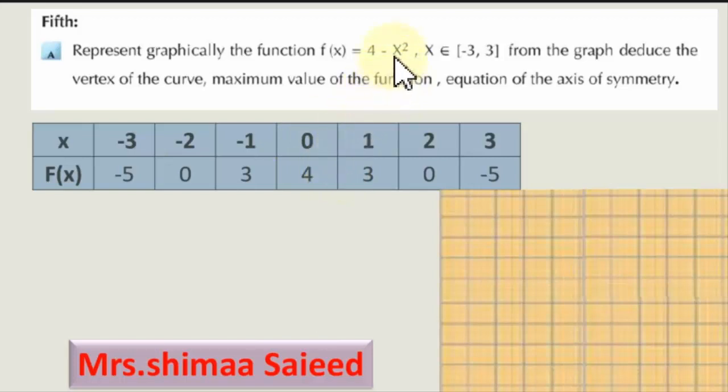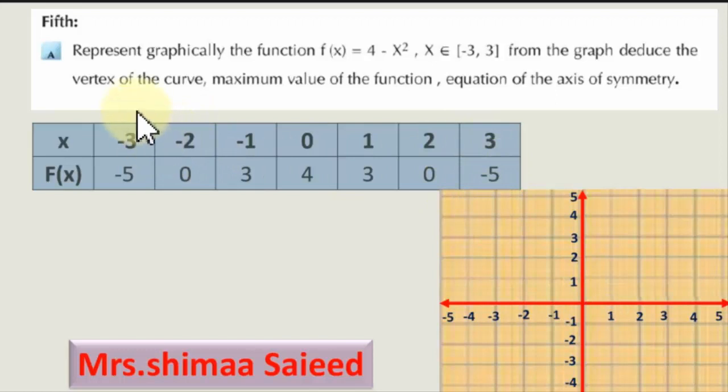If x equals 1, 4 minus 1 equals 3. If x equals 2, 2 power 2 equals 4, 4 minus 4 equals 0. If x equals 3, 3 power 2 equals 9, 4 minus 9 equals -5. Then draw the x-axis and y-axis.